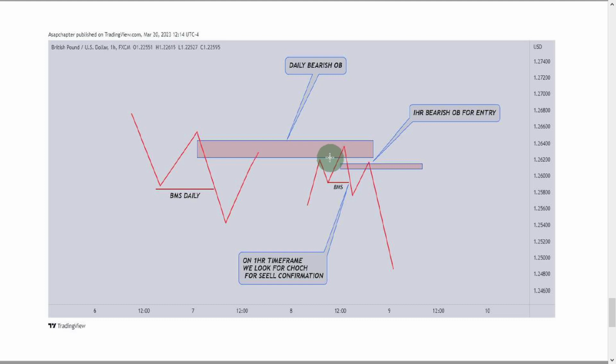So as the 1 hour sweeps this high, breaks structure down and leaves behind a 1 hour order block, that's where we sell from, and we place our stop loss above this 1 hour high. Our first take profit is at this 1 hour low. Our second take profit is at this daily low. As simple as that. So the daily is bearish. We've traded to a daily bearish order block. We go to the 1 hour time frame. We wait for sell confirmation, and we sell from the 1 hour bearish order block with stop loss above the 1 hour bearish order block. And we take profit here, we take profit here.